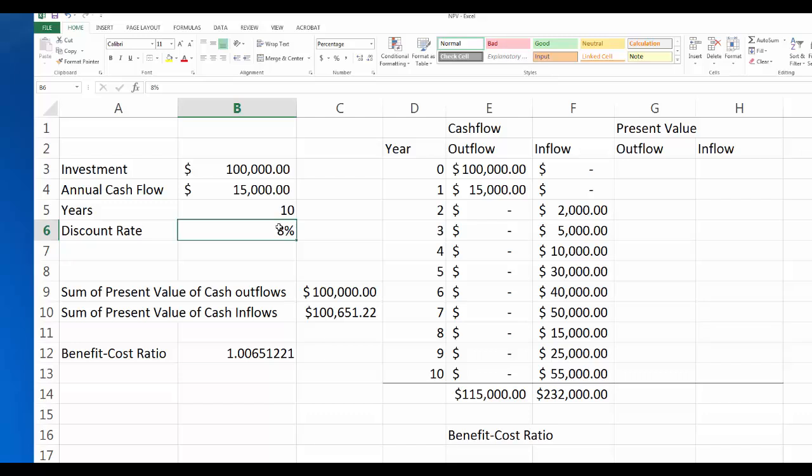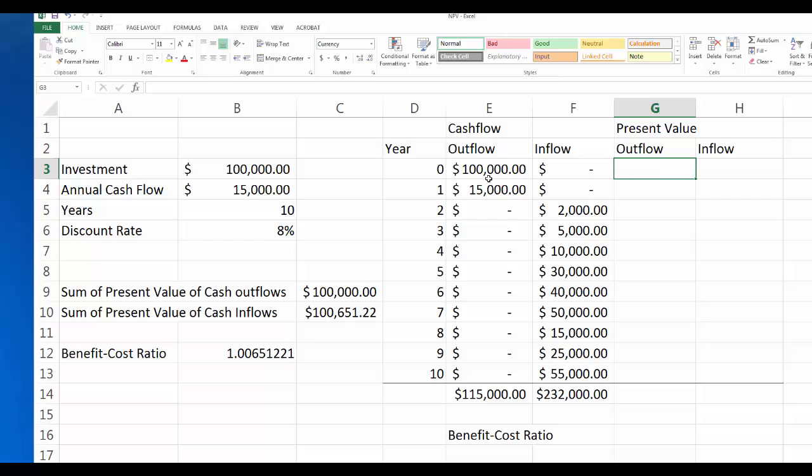Now that's a real simple case where you have a constant annual cash flow, and you can use the present value of an annuity to figure that out. However, we don't always have that type of situation. Sometimes we end up with a situation where the cash flow is going to be variable every year.